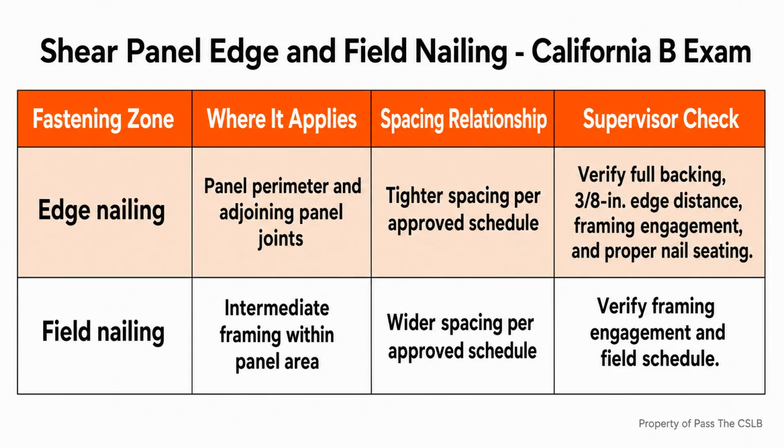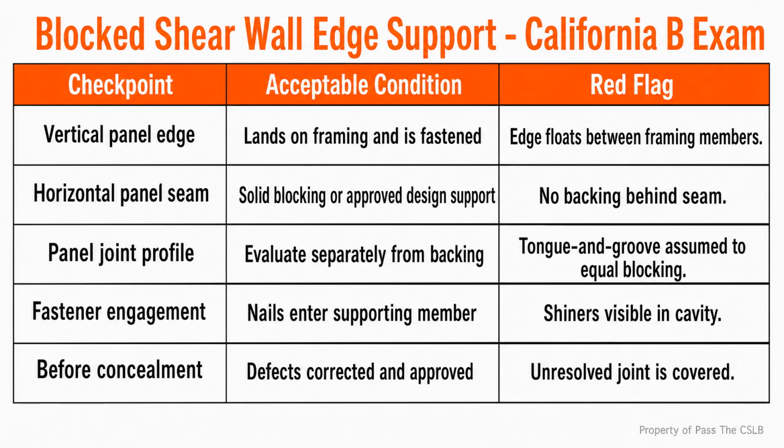A blocked shear wall requires the panel edges to be supported by and fastened to framing members or solid blocking. In practical terms, a panel seam cannot be left floating and still be treated as a blocked edge. The fasteners along that seam need real wood behind them. This checklist separates the joint profile from the structural support.